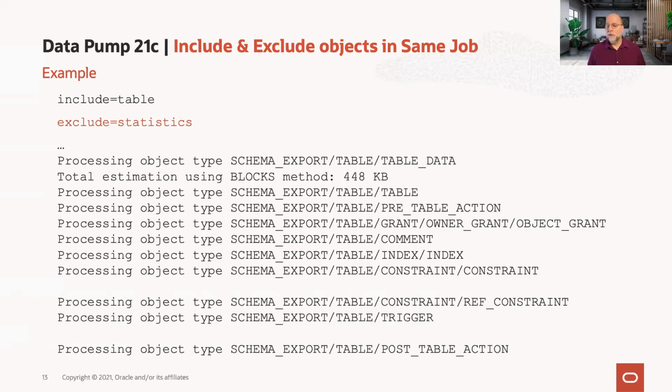So this is a nice way to combine recommendations. For example, we often recommend that you exclude statistics from an export or import just because statistics are relatively slow to process. But if you only want a subset of your database and you're doing an include, then in 19c you would do an include on your export and then an exclude on your import to have that same effect. So I think this is a really useful feature.